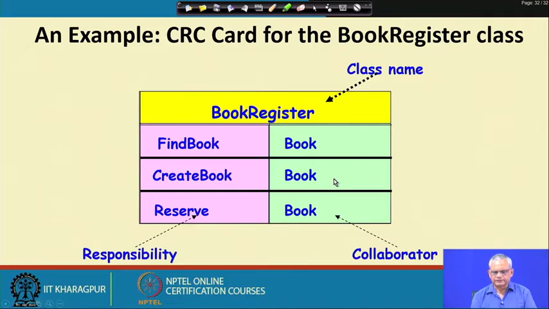So, this is an example of a CRC card: the name of the class, and then the methods it needs to support. Find book, and to be able to find book it needs to invoke the book class method. It needs to support create book, and for creating a book it needs to invoke the book class method. Similarly, it supports a reserve method, and as part of the reserve method it invokes a method of the book class.